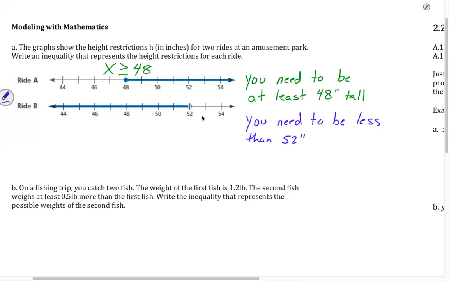All right, so you need to be less than 52 inches tall. So this would look like this. x is less than 52.